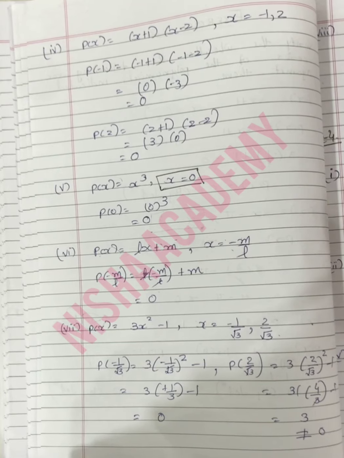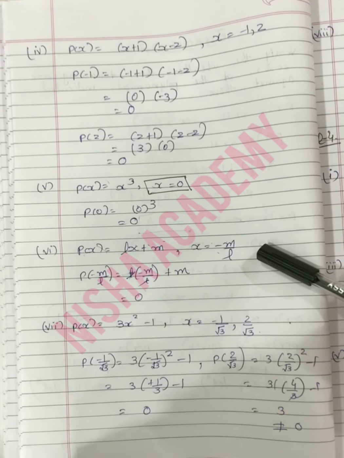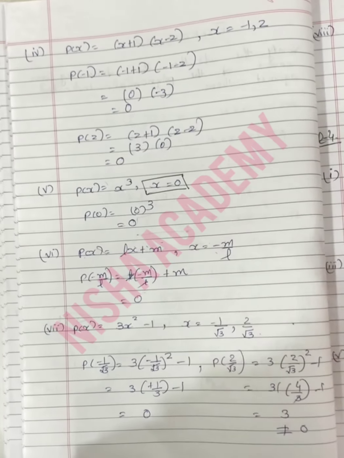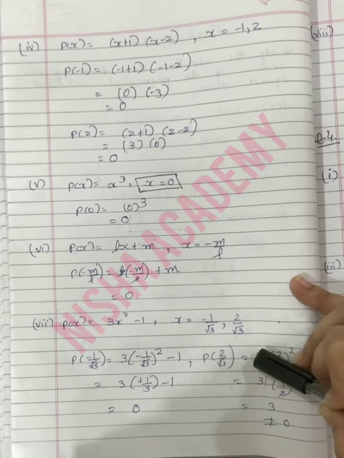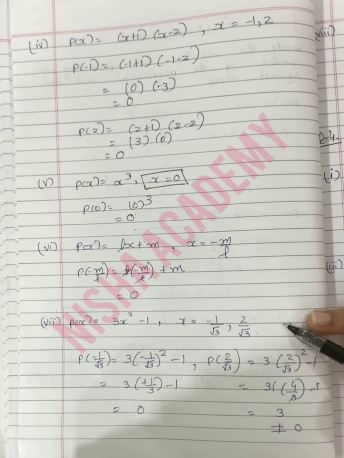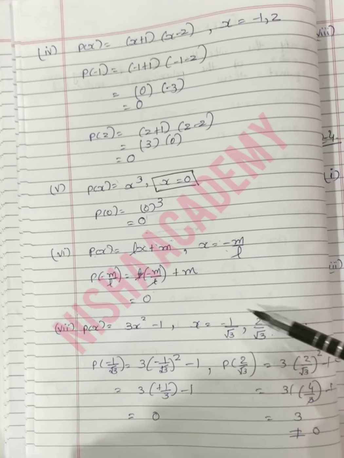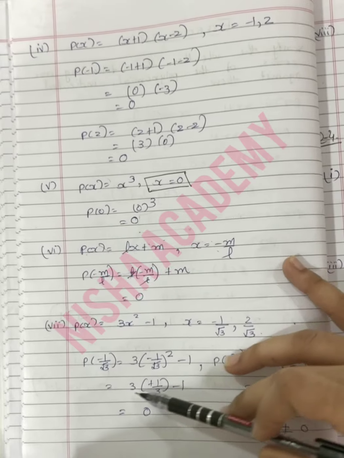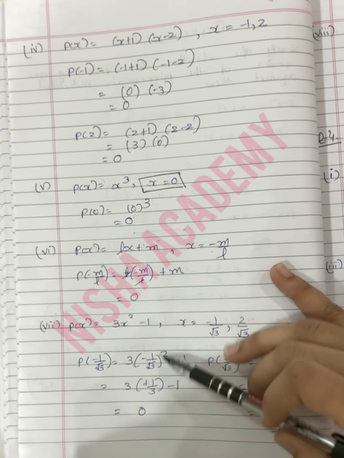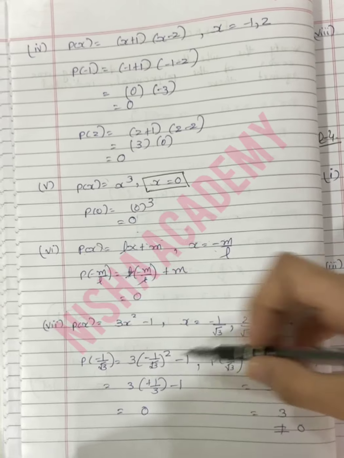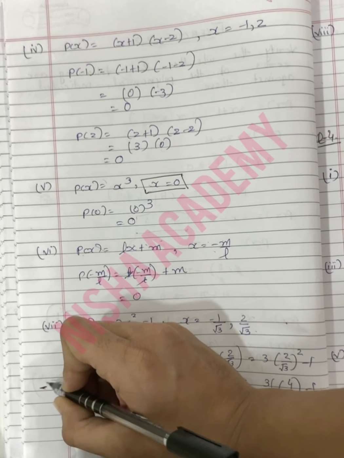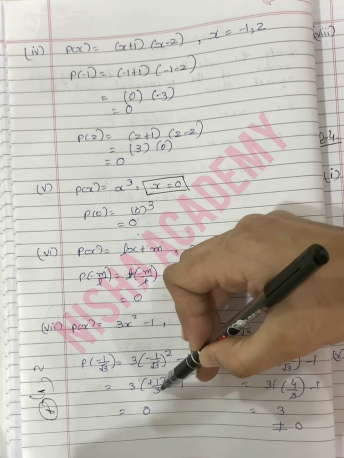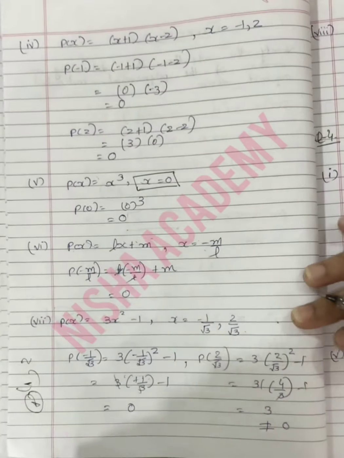So we can find it by putting this value in place of x. Again, 3x square minus 1, with values minus 1 by root 3 and 2 by root 3. Just try it. So minus 1 by root 3 square minus 1: 3 times 1 by 3, minus 1. If any negative number is squared, it becomes positive. So here 3 times 1 by 3 minus 1, 3, 3 gone, so plus 1 minus 1, 0.